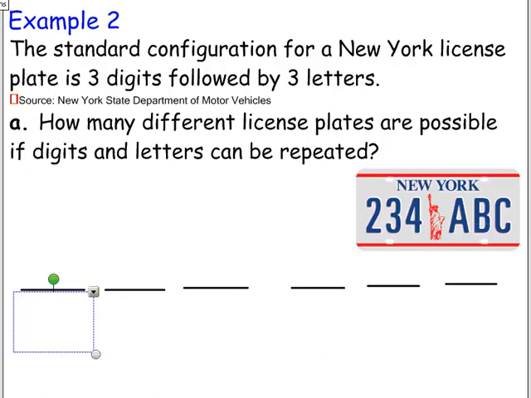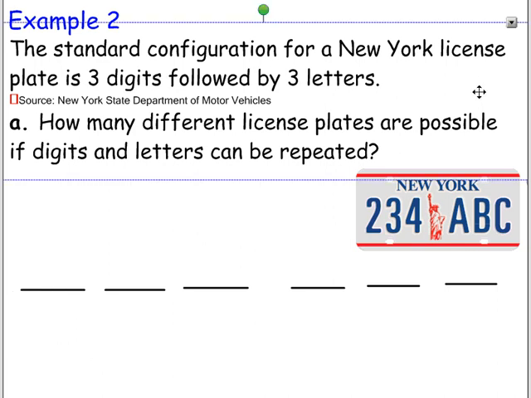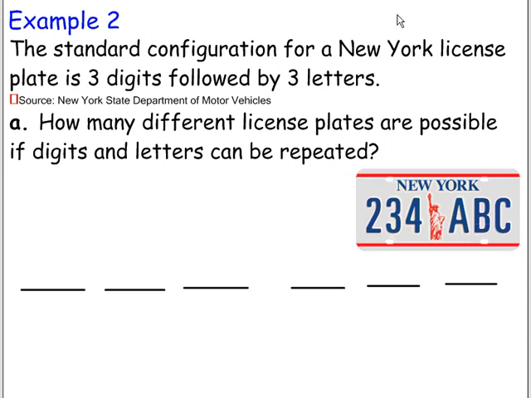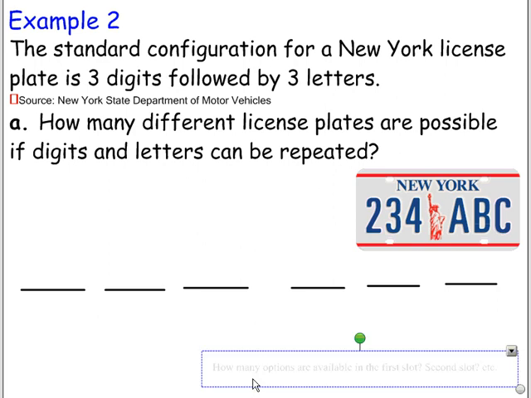Example 2. The standard configuration for a New York license plate is 3 digits followed by 3 letters. How many different license plates are possible if digits and letters can be repeated? So remember what I said earlier, it's always a good thing to ask yourself this question. How many options are available in the first slot, second slot, etc.?